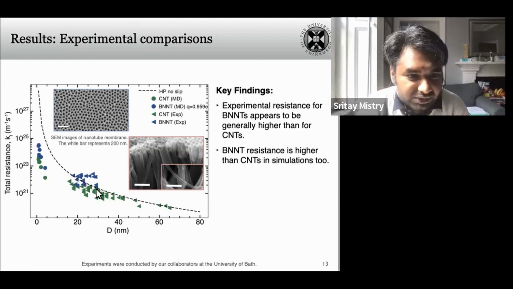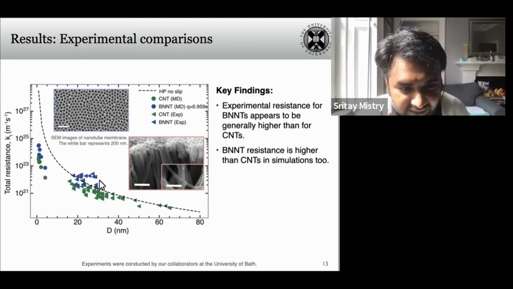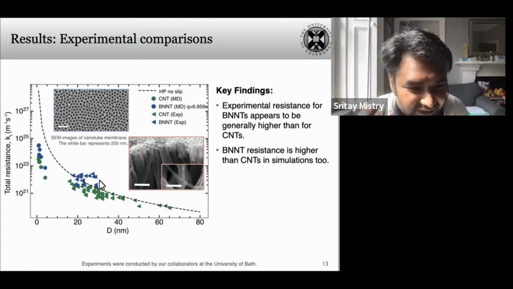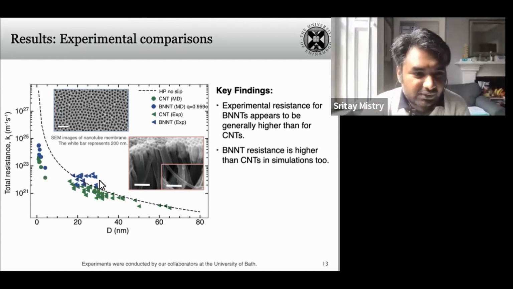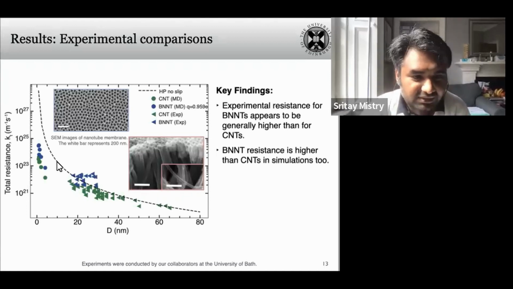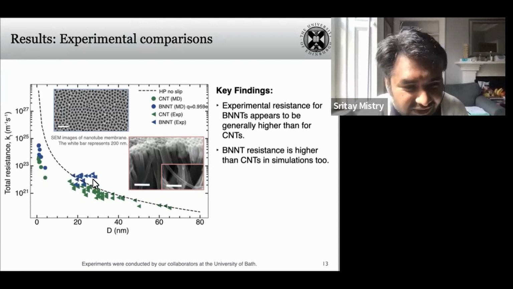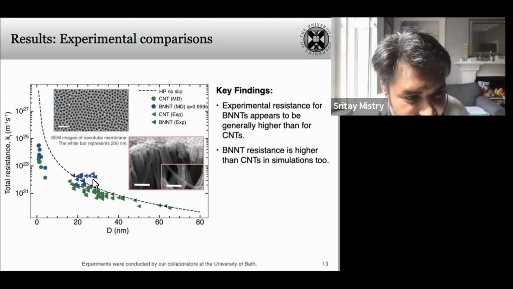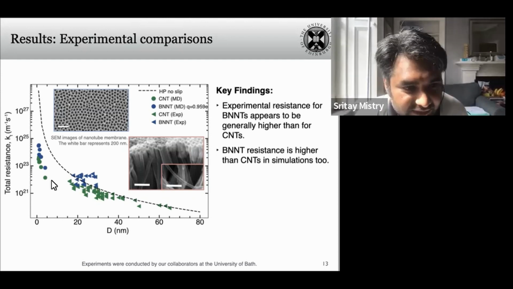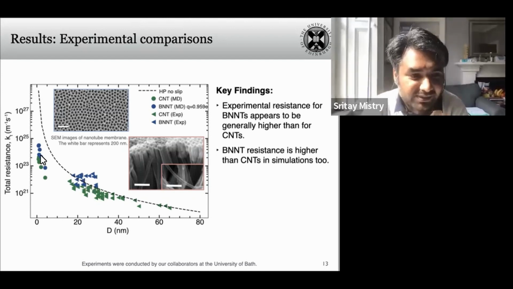But it again shows that the experimental results show that the BNNTs have resistance which is generally higher than the CNTs, and also that if the no-slip equation, that is the Hagen-Poiseuille no-slip equation, was plotted, then the BNNTs actually have resistance which is slightly higher than that, which indicates that there may be some defects within the BNNTs. And if we place our MD simulation results over here, then again, it shows a similar trend.